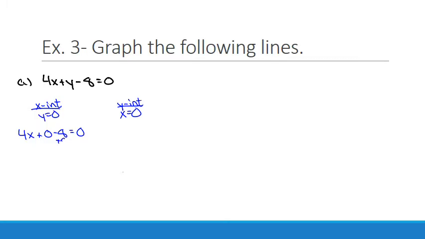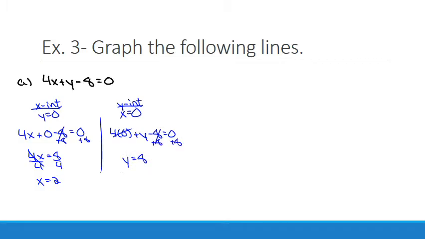So now I just add 8 to the other side. So I got 4x equals 8, divided by 4, divided by 4, x equals 2. In the second one now, x equals 0, so I'm going to say 4 times 0 plus y minus 8 equals 0. That's done. That means I can move this guy over, add 8, y equals 8. There we go. These are my two intercepts.